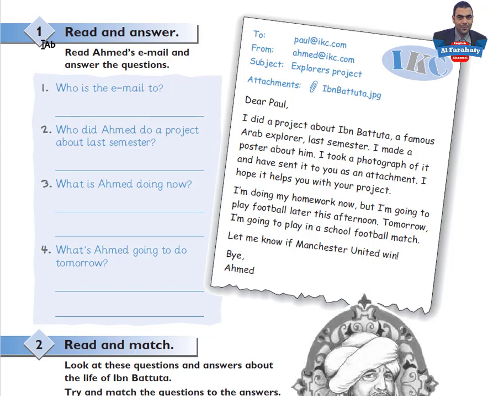Activity 1. Read and answer. Read Ahmed's email and answer the questions. Dear students, let's read the questions first, and we will read in order to find the answers. Also, you are asked to underline any difficult words and look them up in dictionaries in order to know and understand the meaning.